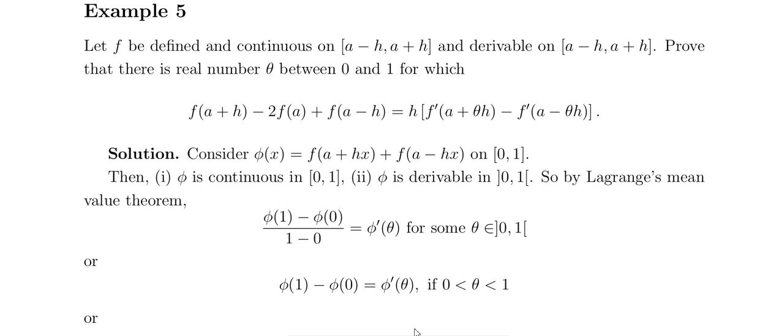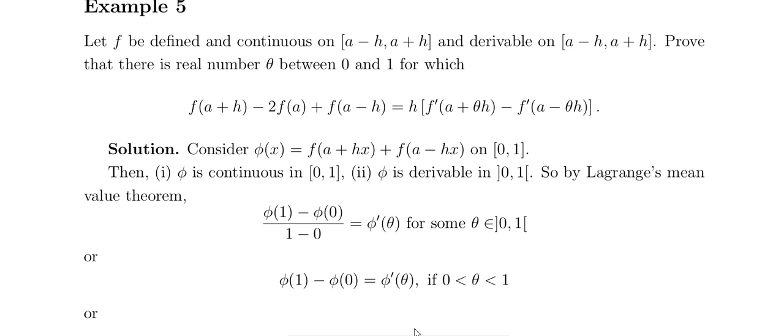So the fourth problem is very important. Let f be defined and continuous on [a - h, a + h] and derivable in (a - h, a + h). Then there is a real number theta between 0 and 1 for which f(a + h) - 2f(a) + f(a - h) = h times [f dash of (a + theta h) - f dash of (a - theta h)]. This is the idea.